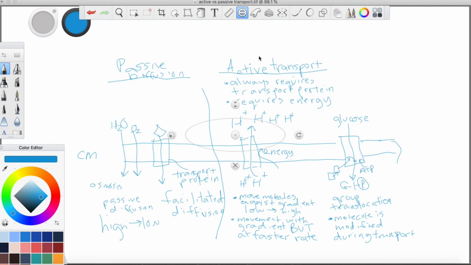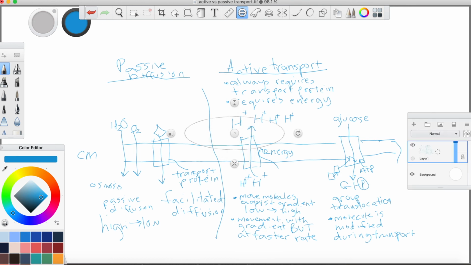Whoops, sorry. Let me undo that. I don't know what just happened. Oh, these are my layers. Okay.